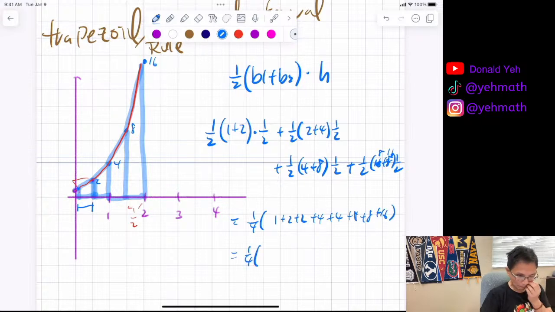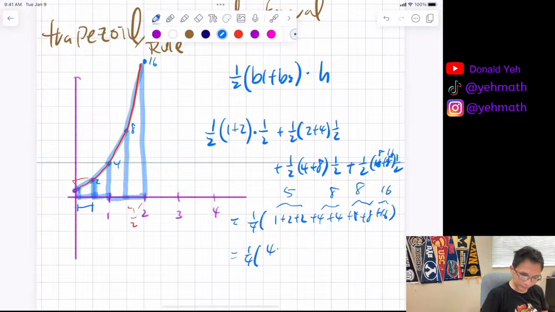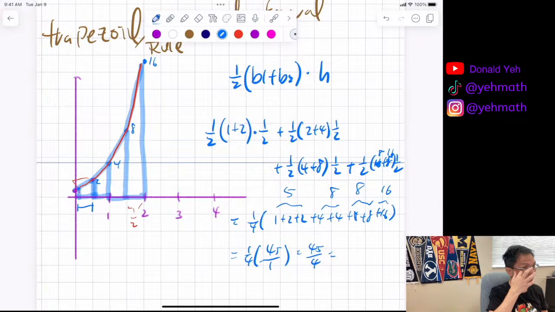So 1/4 times, 1 plus 2 plus 2 is what? This is 5, this is 8, this is 8, and this is 16. So it'll be 16 plus 16? It'd be 45. 45? And it'll be 45 over 4, which is 11 and 1/4.